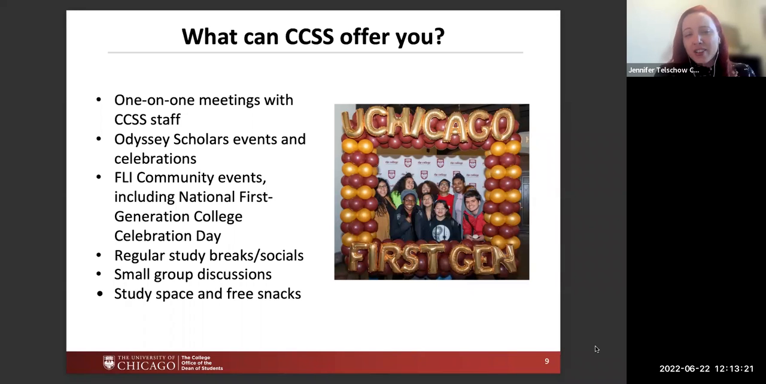And we're also here just to check in and see how your first year, or any year that you're here, is going. We're here as a resource, not just in terms of giving specific advice on classes and whatnot, but also just to be here to have another person in your corner as you transition to college. Like I mentioned, we do Odyssey Scholars events, Fly community events, study breaks, and we also have small group discussions where you really get to connect with other people around this Fly identity or just around being a first year in general and how that experience is going. Mentioned in the very beginning, we do have a study space that is open to anyone who wants to come by, and we always have free snacks and free tea and coffee available.